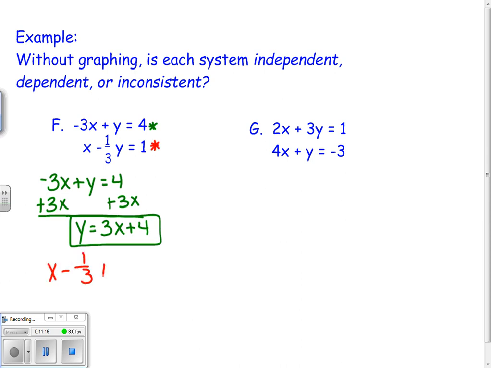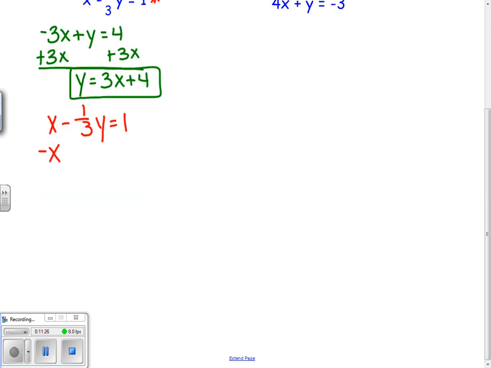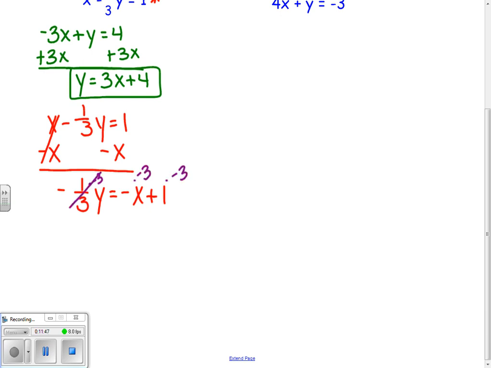I'll do that other equation in red. x minus 1/3 y equals 1. If I want to solve this for y, I'm going to start by subtracting x from both sides. That leaves me with negative 1/3 y equals negative x plus 1. And to get rid of that negative 1/3, I'm going to technically divide everything by negative 1/3, which is the same as multiplying everything by negative 3. Times negative 3 cancels on the left, and negative 3 times negative x and 1. I get y equals positive 3x minus 3.